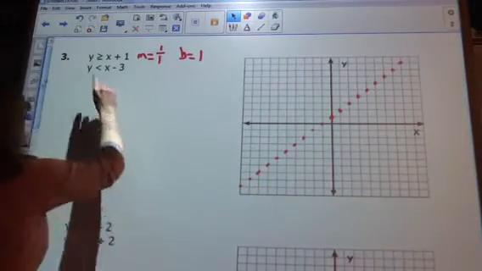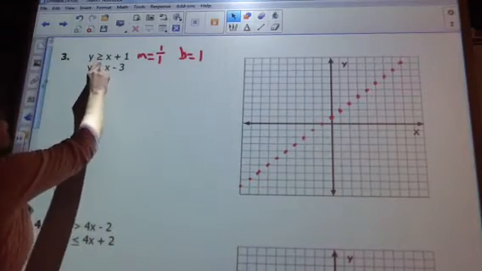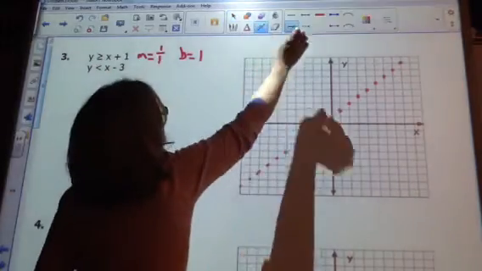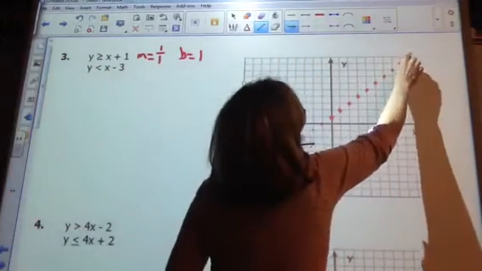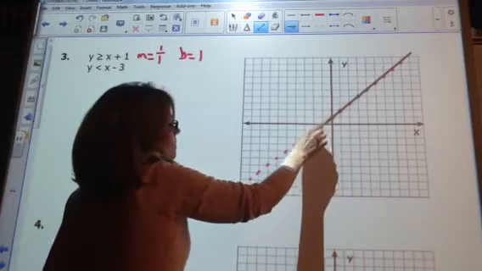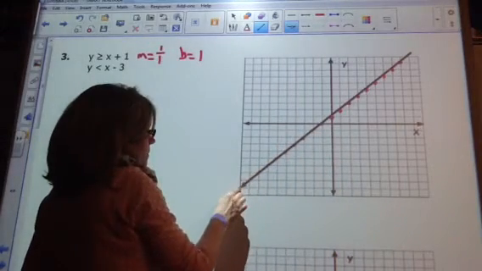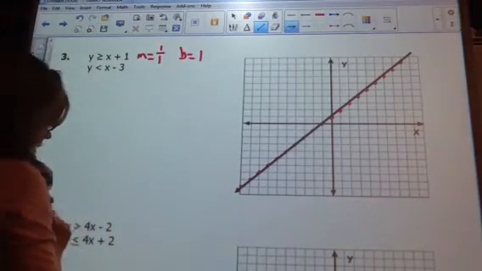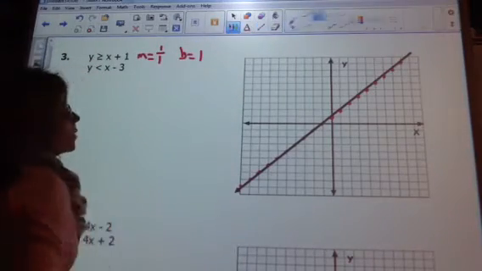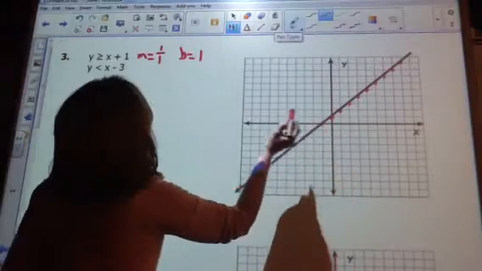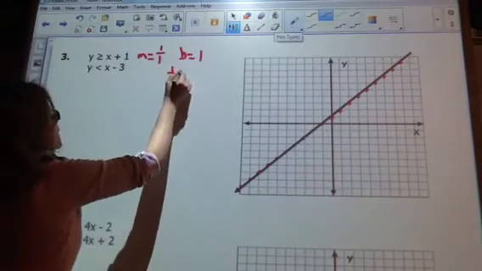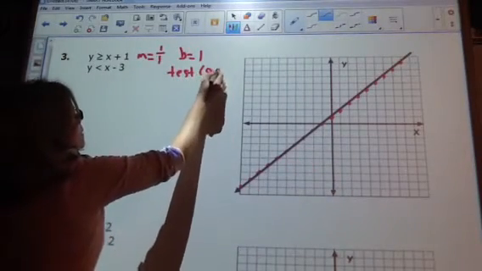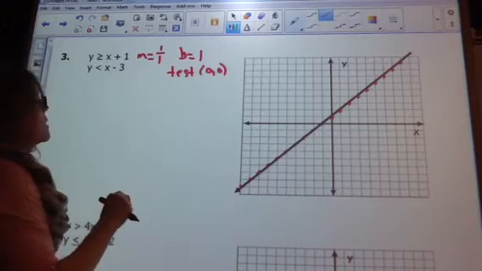Okay, now I got to decide, solid or dotted. It's greater than or equal, so it's going to be a solid line. All right, we need to test a point. Let's test the origin right here. So let's test 0, 0 to see which side our solution sets on.